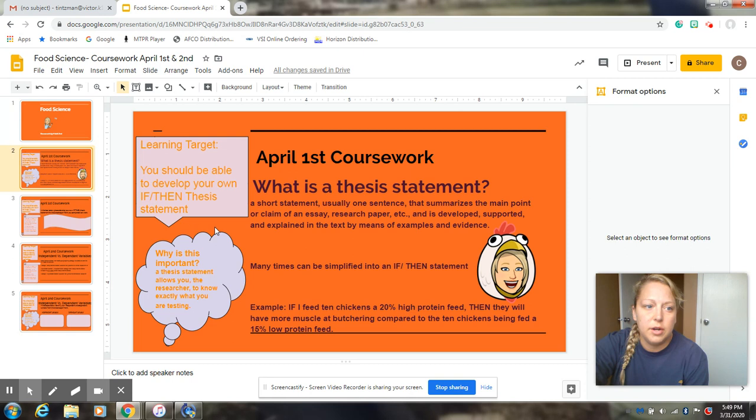So if you look here on your first slide, you'll see that a thesis statement is a short statement, usually one sentence, that summarizes the main point or claims of an essay, research paper, or scientific experiment. And for our experiment, we're going to put it into an if-then statement. So my example for you guys is if I feed 10 chickens a 20% high protein feed, then they will have more muscle at butchering compared to the 10 chickens being fed 15% or a low protein feed.